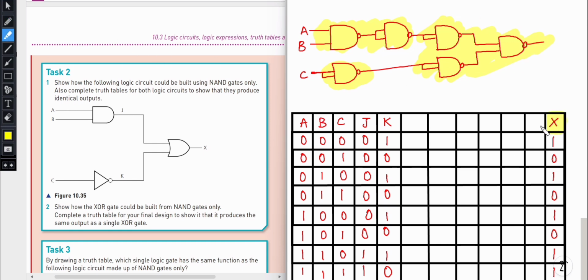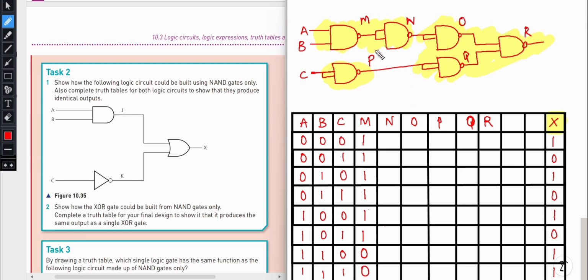Let's just bold it over here. For example, let's name this part M, this one N, this is O, this is P, this is Q, and this is R. So we have M, N, O, P, Q, and R. For M, we have A NAND B. A NAND B would be: 0 NAND 0 will be 1, 0 NAND 0 will be 1, 0 NAND 1 will be 1, 0 NAND 1 will be 1, 0 NAND 1 will be 1, 0 NAND 1 will be 1, 1 NAND 1 will be 0, 1 NAND 1 will be 0.